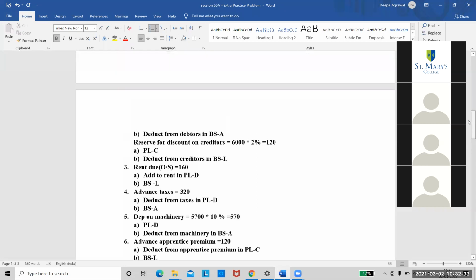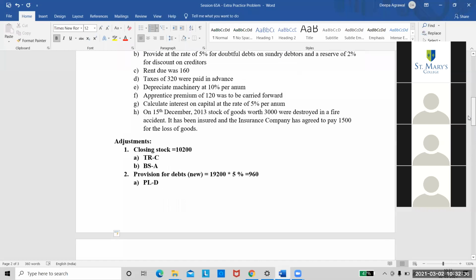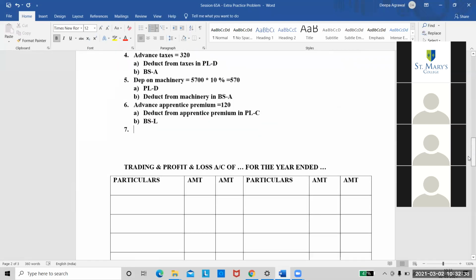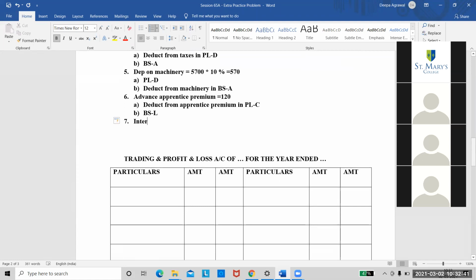Let's see what is the next one. Calculate interest on capital at the rate of 5%. So tell me the value of capital.